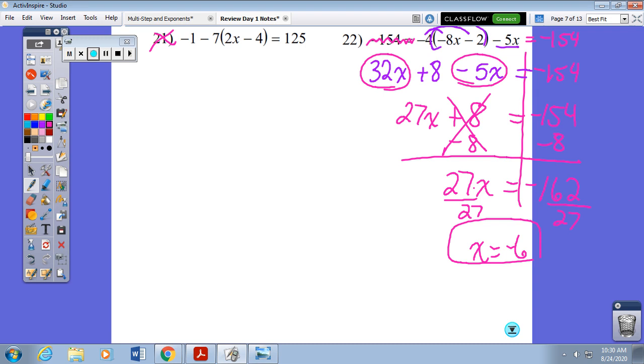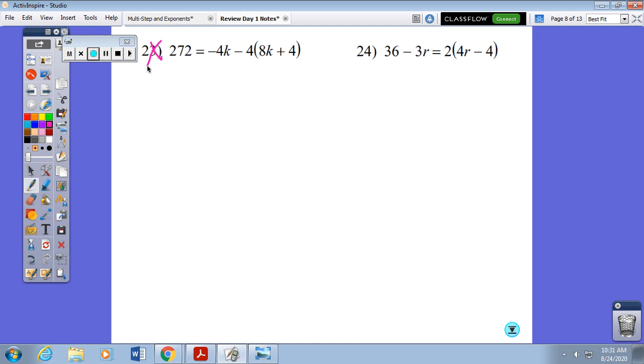Okay, we're going to try one more. Let's go ahead and try number 24. So I'm going to leave it the way it is. There's r's on both sides. So I need to distribute this here. I'm going to go ahead and bring down everything I already have on the left. Not even mess with it. So 2 times 4 is 8, 8 r's. 2 times negative 4 is a minus 8.